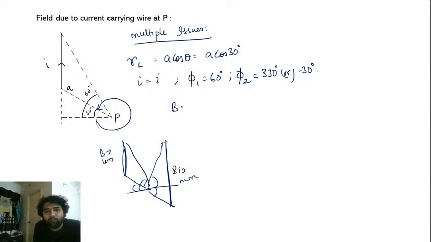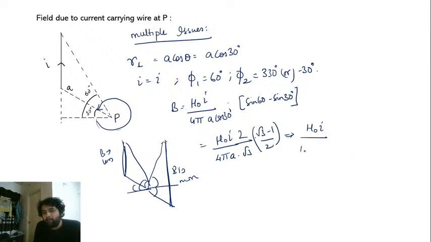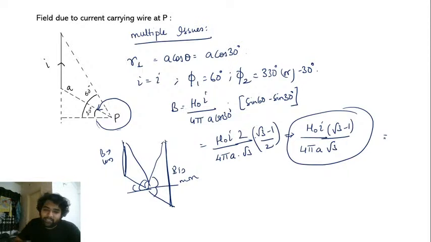Bingo, got it. So field will be equal to mu naught I by 4 pi into a cos 30 times sin 60 minus sin 30. उसका वैल्यू कितना आया? म्यू नॉट आई बाई 4 पाई ए इंटू √3/2. तो √3/2 ऊपर हो गया एंड sin 60 इज √3/2 minus 1/2. ये भी हो गया तो ये दोनों कैंसिल हो गए. ये दोनों कैंसिल हो गए. From this you end up getting mu naught I by 4 pi a √3 into √3 minus 1. This is it guys. Great explanation, great solution.